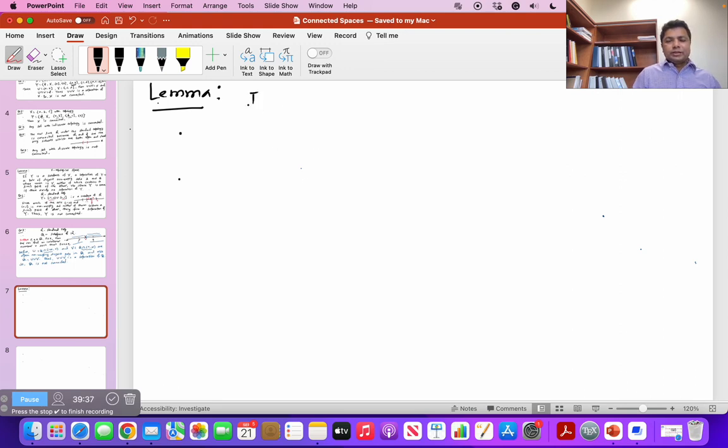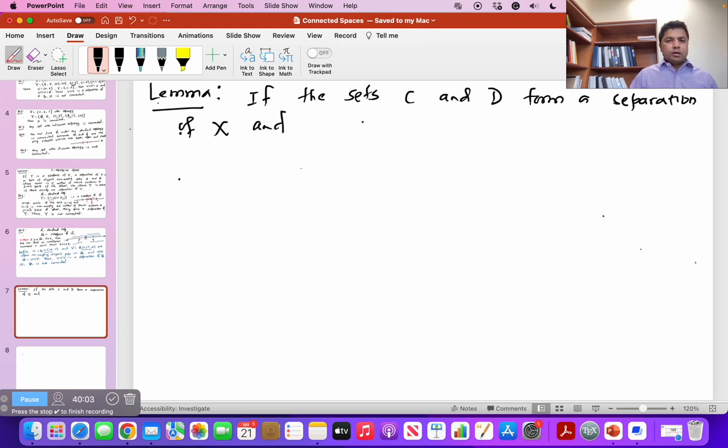Okay, so here is our first lemma. If the sets C and D form a separation of X, where X is a topological space, that means C and D are non-empty open sets which are disjoint, and their union is X.